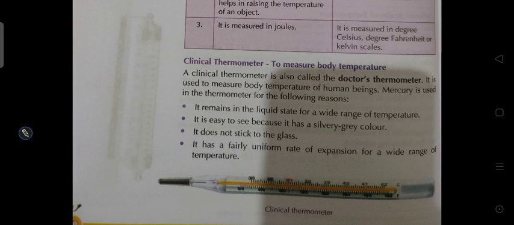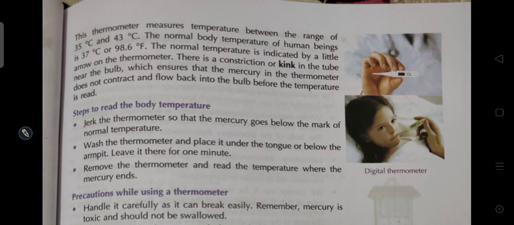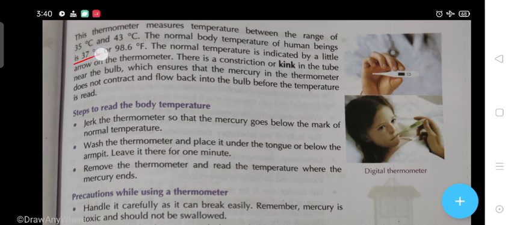And second thing, this thermometer measures the temperature between the range of 35 degrees Celsius to 40 degrees Celsius, because this is our body temperature, and the normal body temperature of the human body is 37 degrees Celsius, and in Fahrenheit, students, that is 98.6 degree Fahrenheit. The normal temperature is indicated by a little arrow on the thermometer, and there is a constriction or a kink in the tube near the bulb.